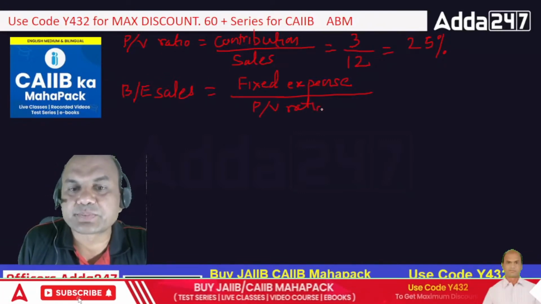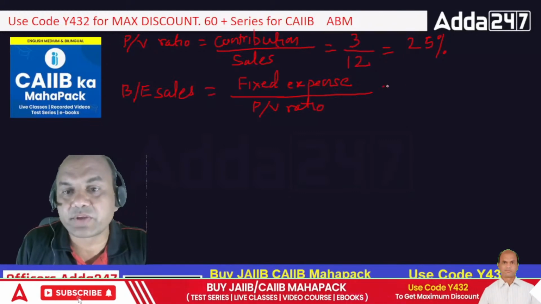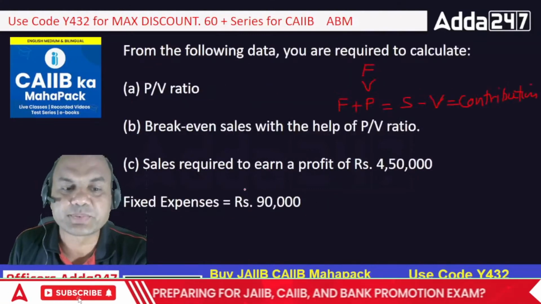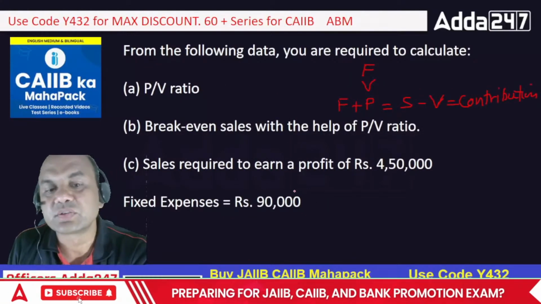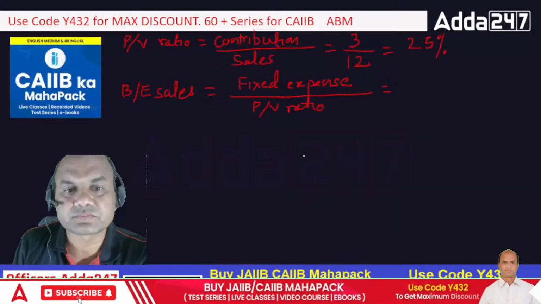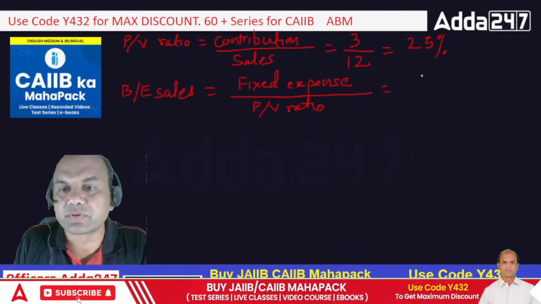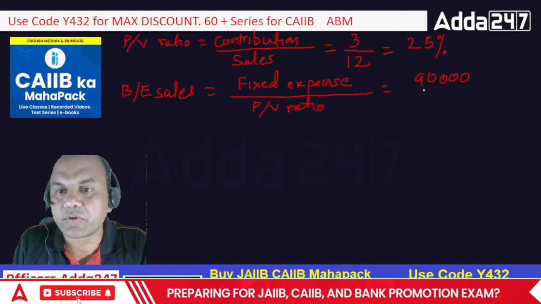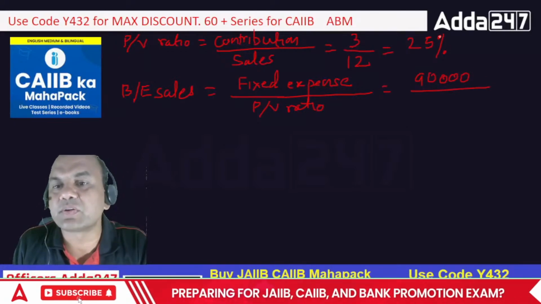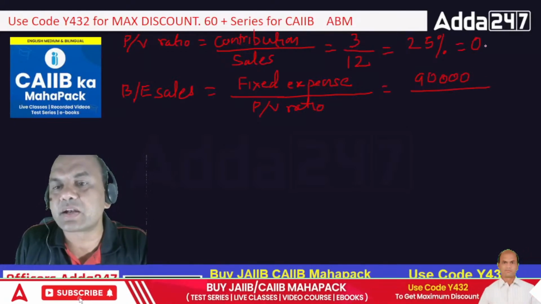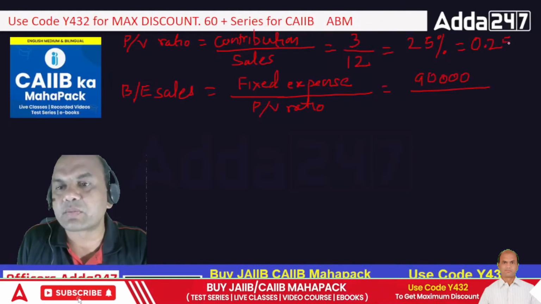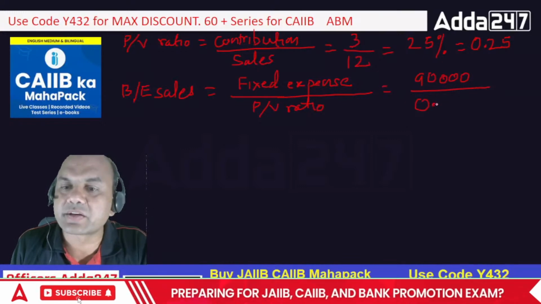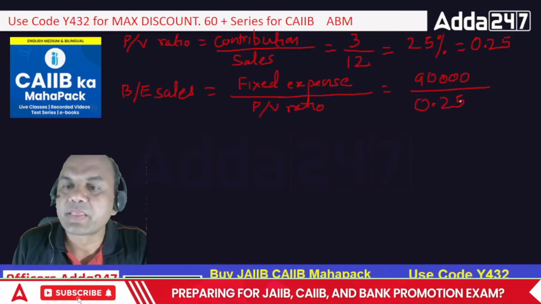But what is fixed expense? Fixed expense, just now we have this in the problem itself. Fixed expense is given as 90,000. So 90,000 upon 25%. Instead of percent, I'll write it as 0.25. When your percent is to be taken into calculation, it is to be divided by 100. So 0.25.